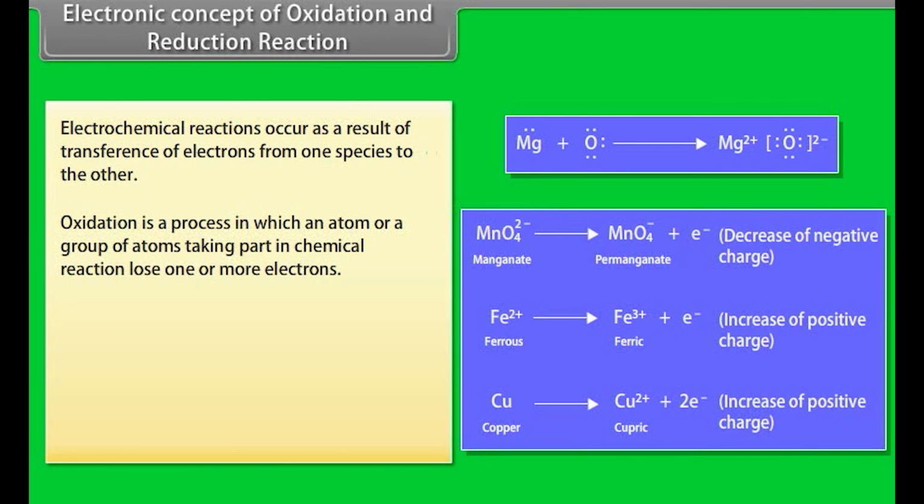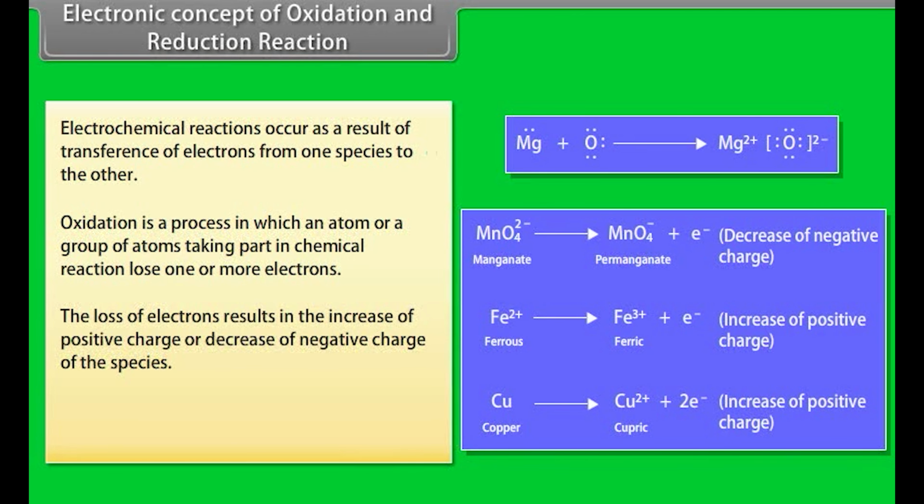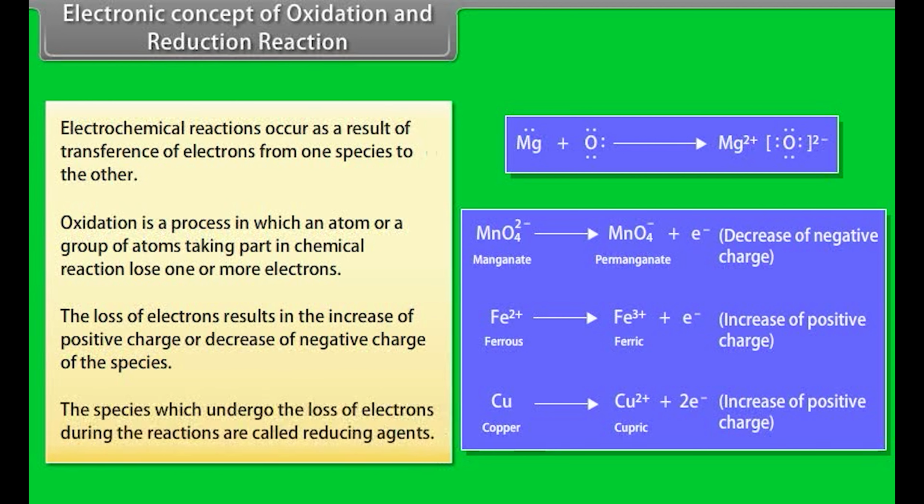Oxidation is a process in which an atom or a group of atoms taking part in chemical reaction loses one or more electrons. The loss of electrons results in the increase of positive charge or decrease of negative charge of the species. The species which undergo the loss of electrons during the reactions are called reducing agents. MnO4⁻, Fe2+ and CO are reducing agents in these examples.